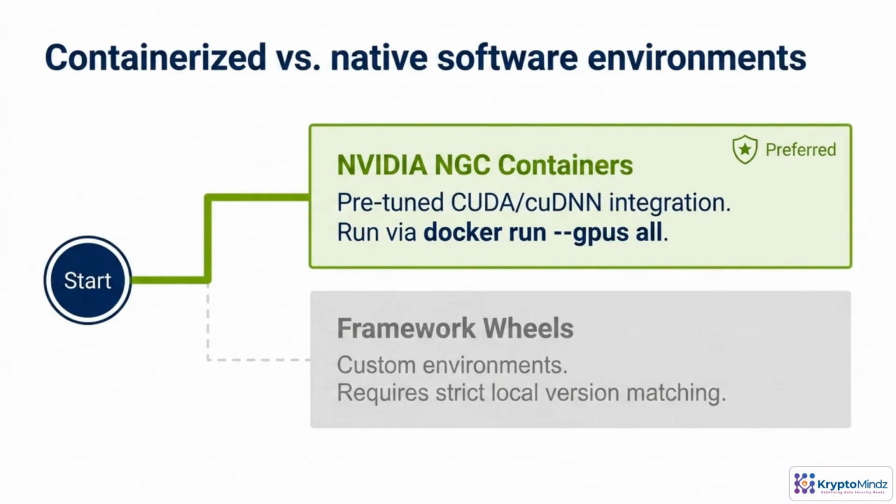When you start working with H100 or H200, your first big setup choice is containers versus native installs. Using NVIDIA NGC containers is usually the smoothest path. CUDA, cuDNN, and the framework are already tuned and tested together, so you mostly just pull an image and run with docker run --gpus all. That minimizes "it works on my machine" problems. Installing framework wheels natively gives more customization, but now every CUDA, driver, and framework version must match exactly, which adds ongoing maintenance overhead.